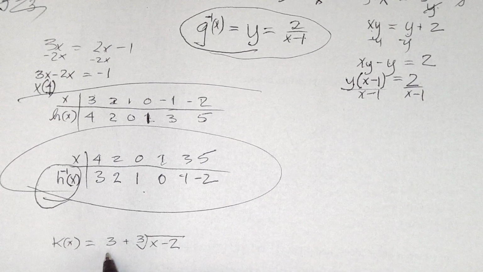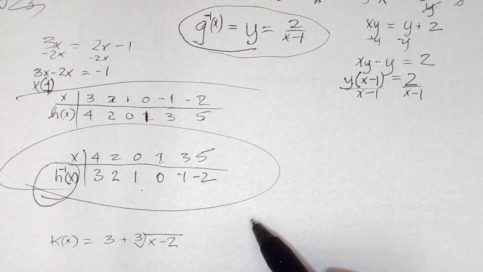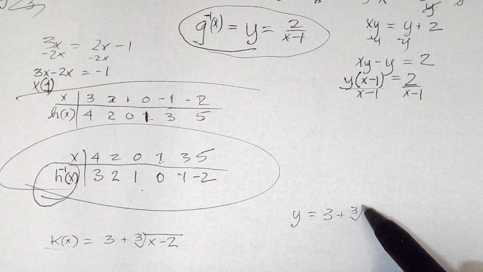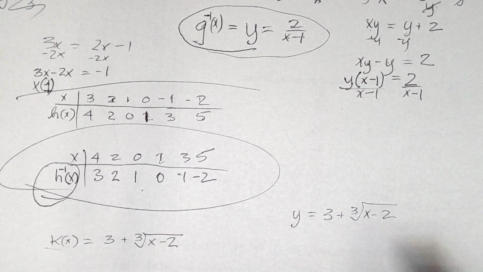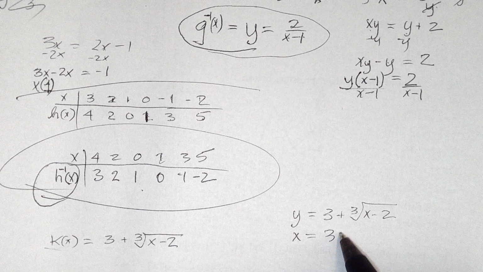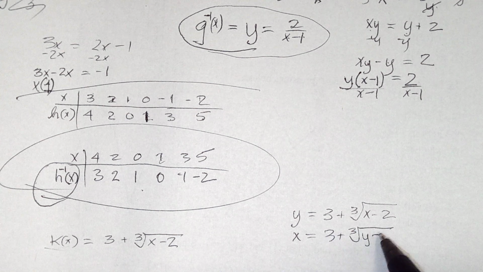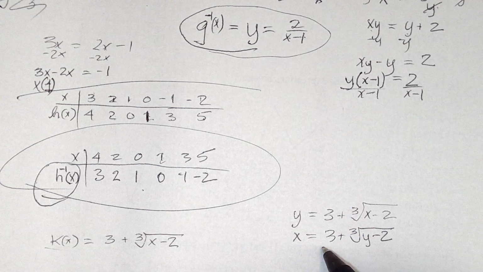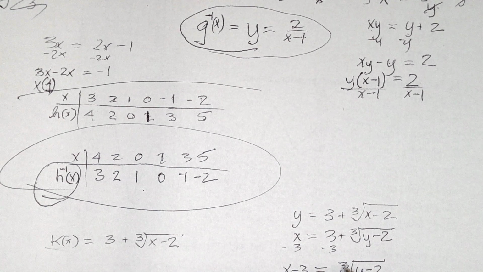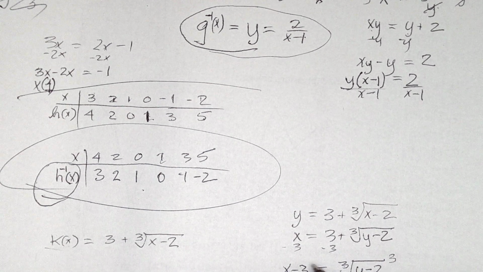Now this one. So let's go through the steps. First, change the function name to y. Let's then swap the y's and x's. And then solve for y. And if this was a minus, we'd have to get rid of the minus, but it's plus, so we don't have to worry about it. Get rid of the cube root, which we can do by cubing both sides.